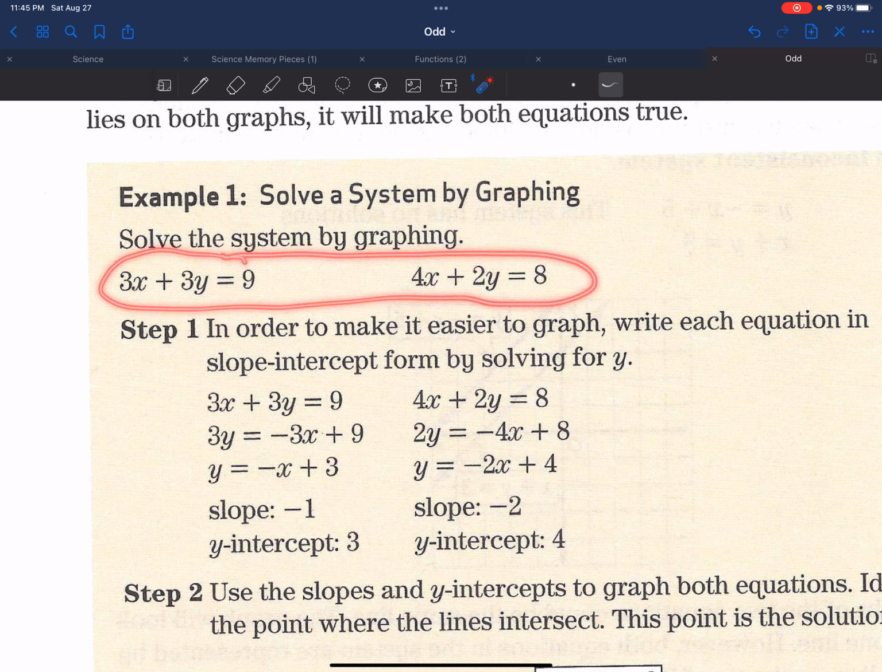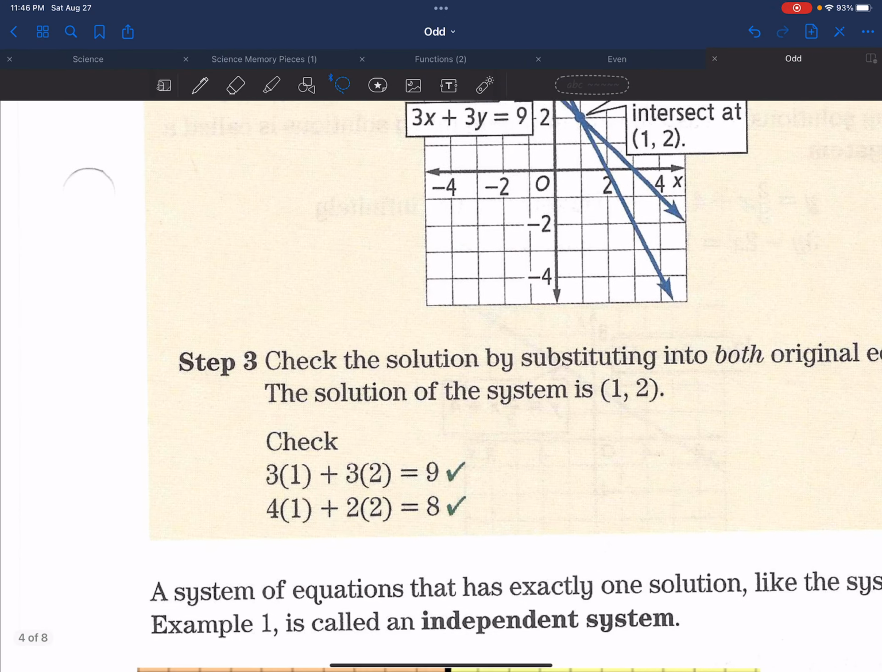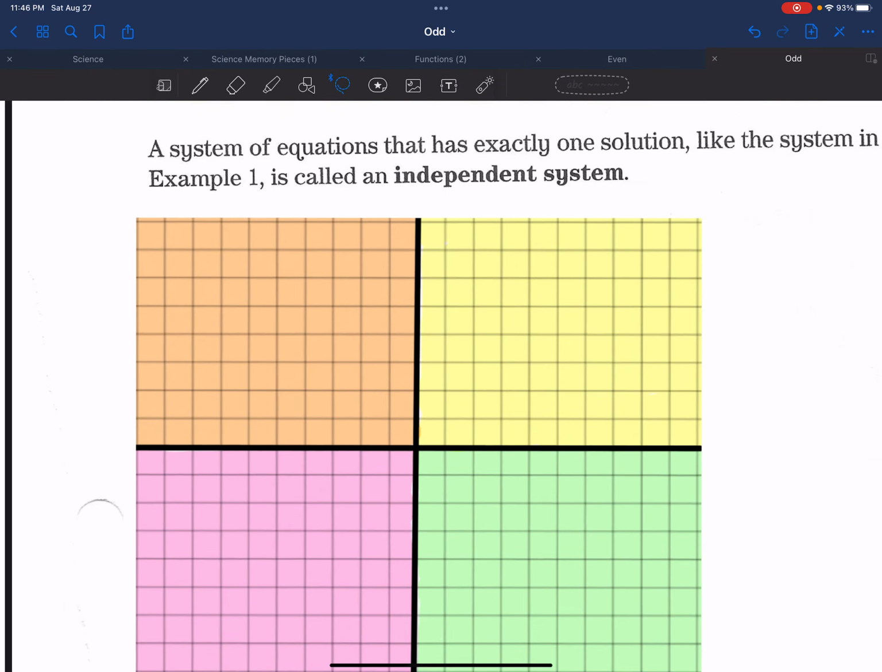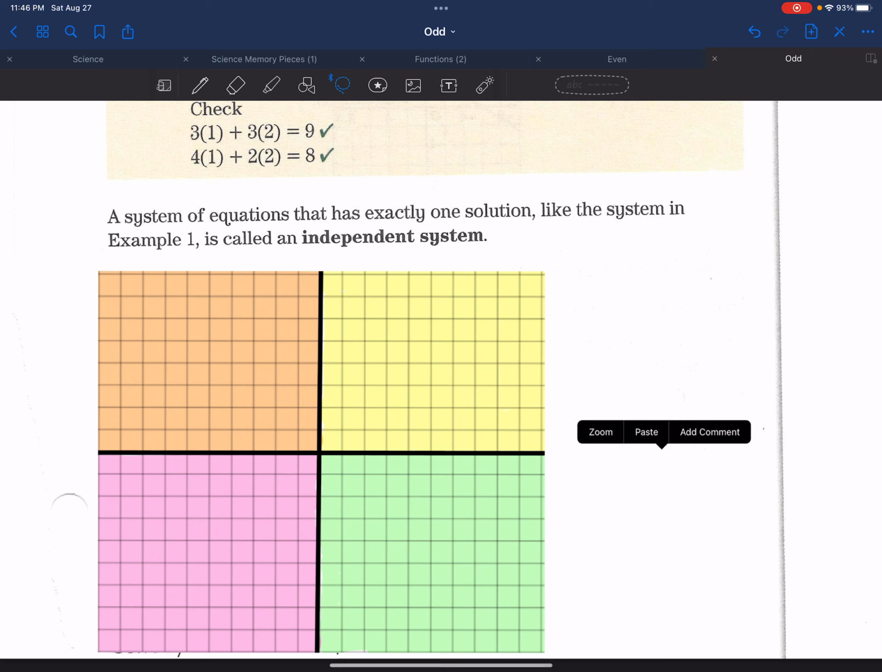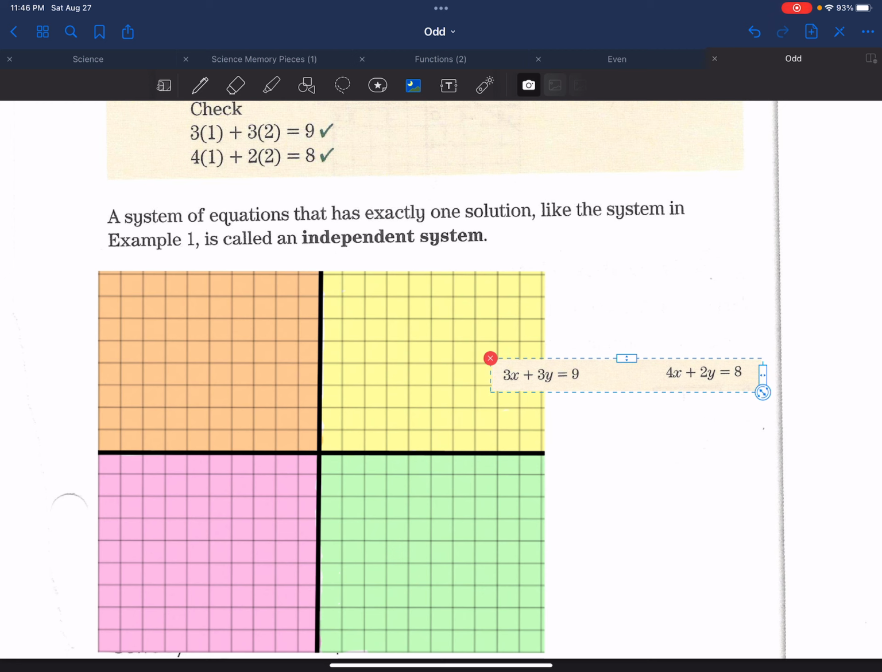So I'm going to bring those down. I think I'm just going to take a screenshot so I don't have to remember them, and just bring them down here to the bottom at my graph. And so I have this nice coordinate plane here, and here are the equations that I need to graph.